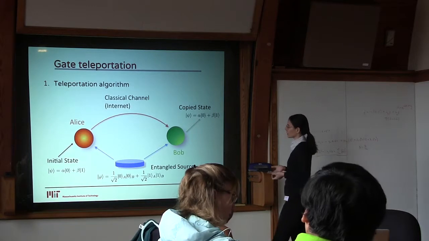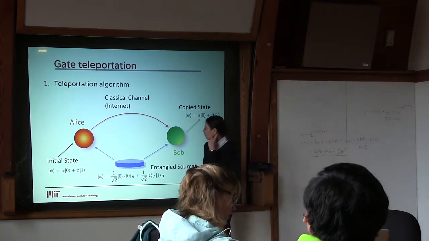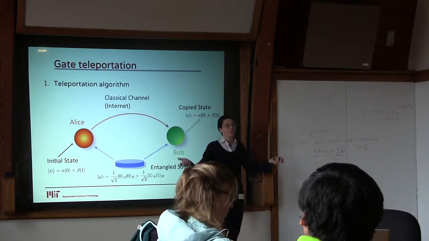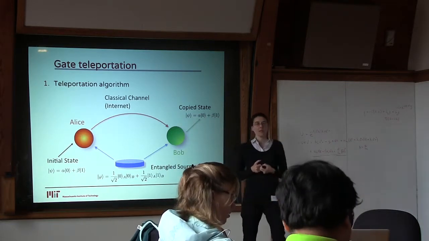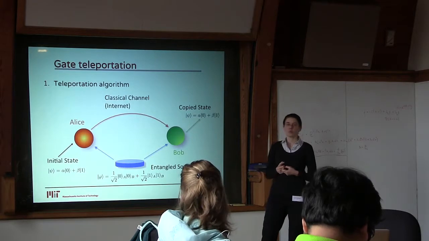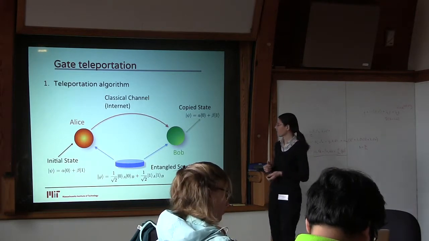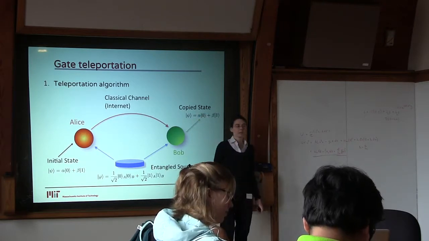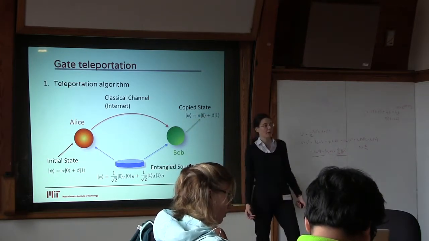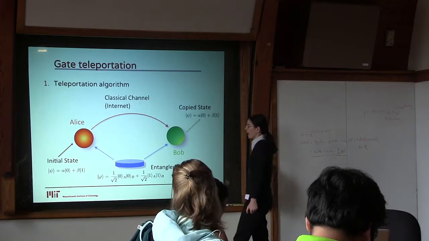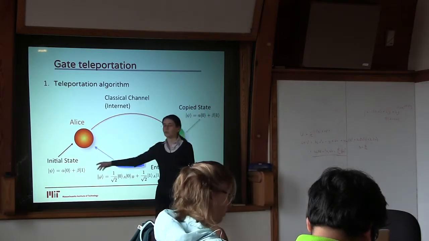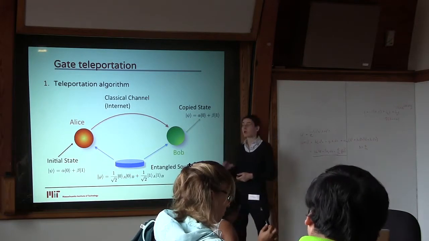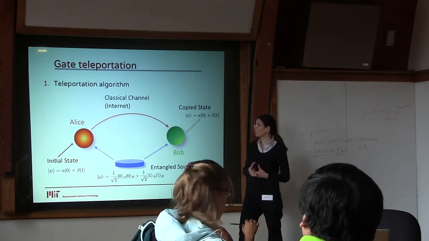So for the teleportation, you have two parties, Alice and Bob. This will be your two distant quantum registers, which want to exchange some quantum information. The idea is that they have a shared entangled pair, which is an initial resource among them. And then Alice can prepare some initial state, which is unknown, at least unknown to Bob, and she would like to transfer that state to Bob.